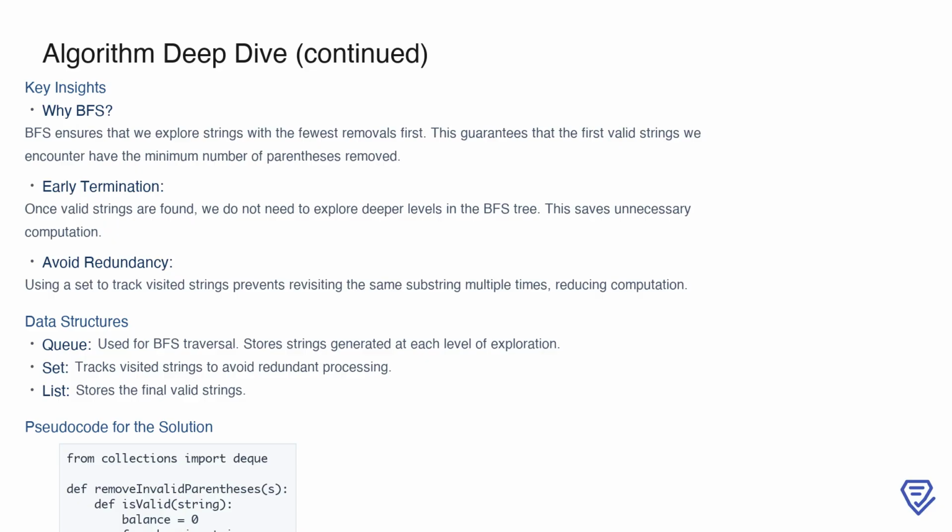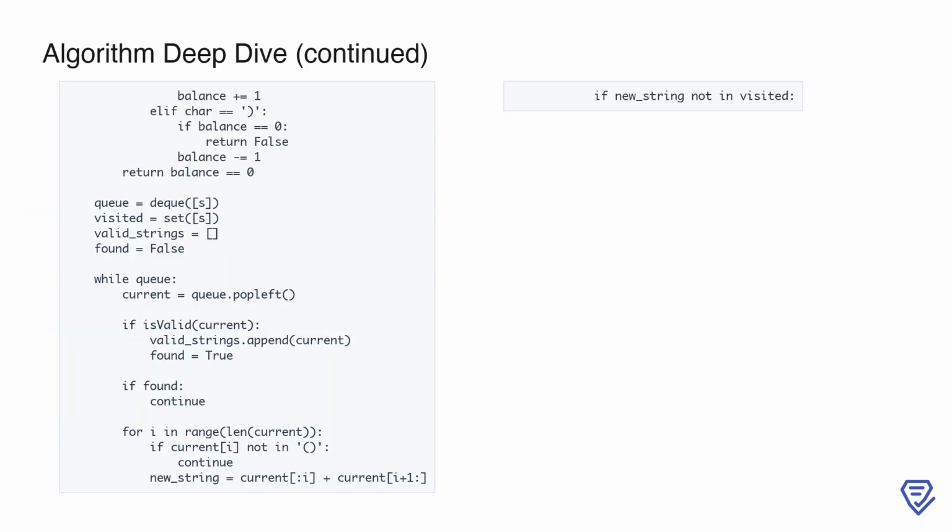The pseudocode outlines the main structure of our algorithm, including the isValid function, which checks the balance of parentheses in a string. The isValid function starts by initializing a balance counter. As it traverses the string, it increments the balance for each open parenthesis and decrements it for each closing parenthesis. If at any point the balance drops below 0, the function returns false, as this indicates more closing parentheses than opening ones. If the traversal completes with a balance of 0, the string is valid.